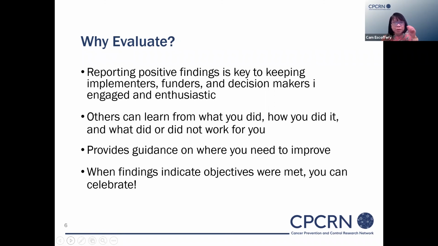Thirdly, we also evaluate to do our either midterm or final assessment of where we might make changes and areas for improvements. And of course, we're able to celebrate things that are successful and share those with everybody that works with us on the project and the wider community.